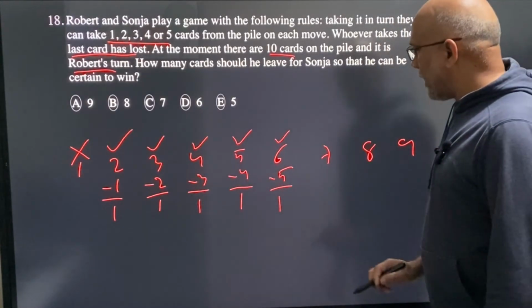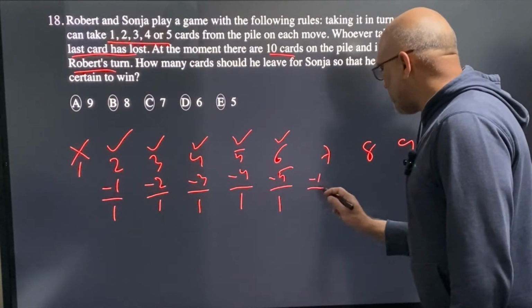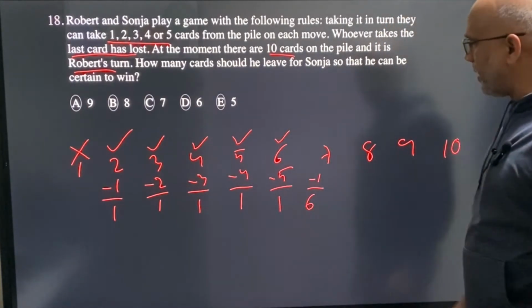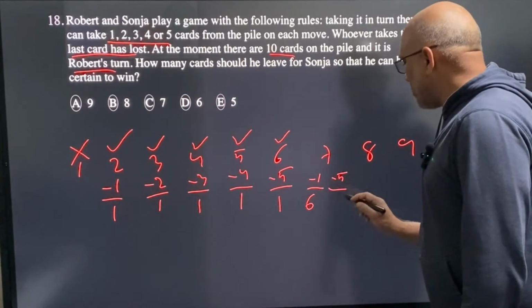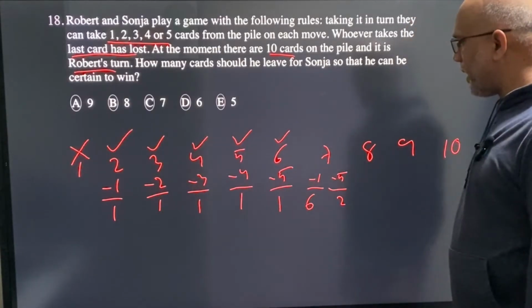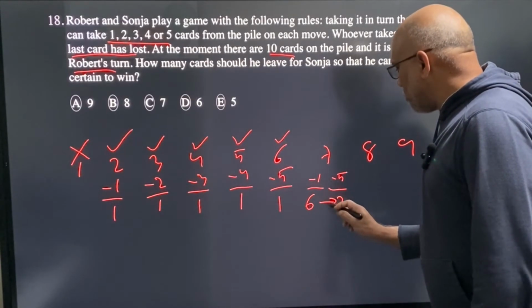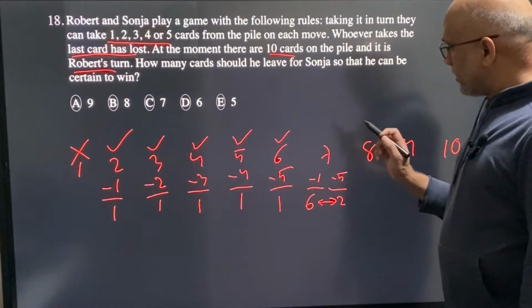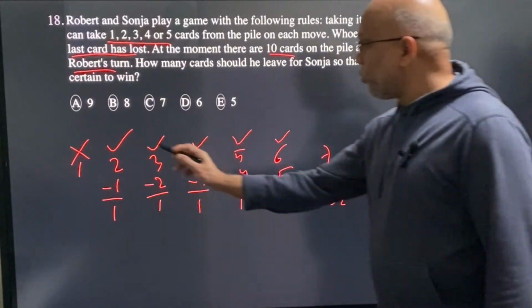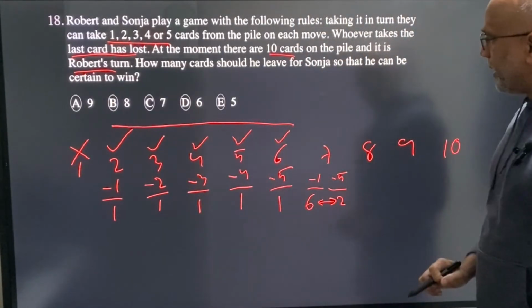When there are 7 cards, I can take as little as 1 card. There will be 6 cards remaining on the pile, or I can take as many as 5 cards. So there will be 2 cards remaining on the pile. So anywhere from 2 to 6 cards will be remaining on the pile, right? But I know that 2 to 6 are the winning numbers. So this is the sweet spot, right?